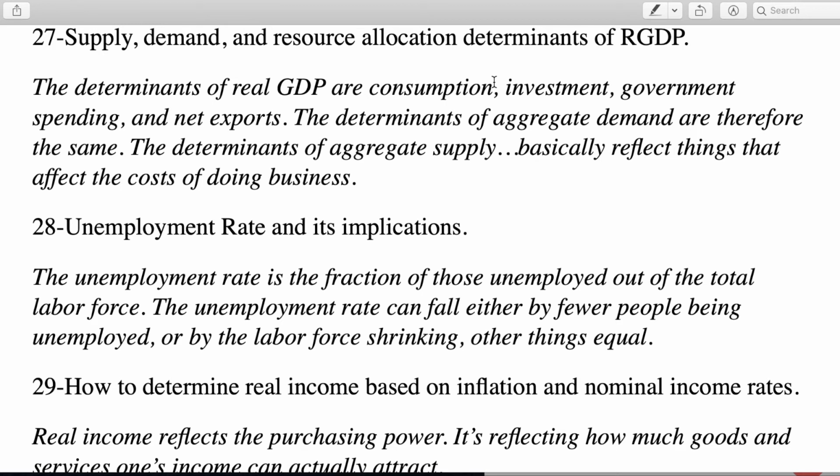So when I'm solving one of these problems, I'm thinking about whether aggregate demand or aggregate supply is going to shift. I'd look to see, is this something that's going to affect one of the determinants of real GDP? If so, it's probably going to affect the aggregate demand curve. Is this something that's primarily going to affect the cost of doing business? If so, then it's probably going to affect the aggregate supply curve.